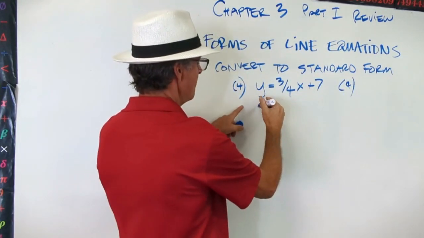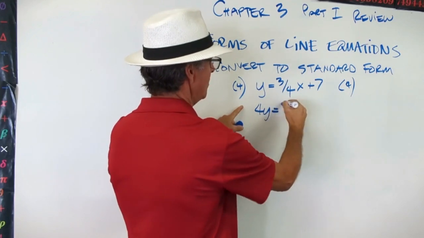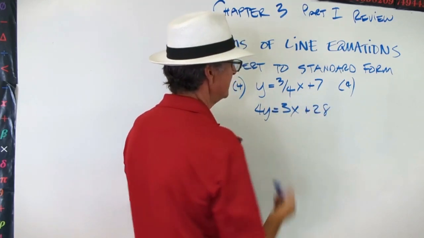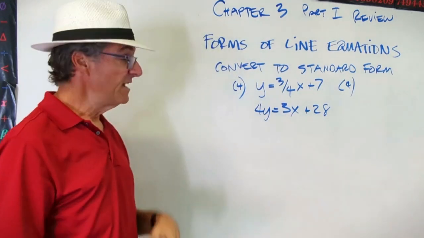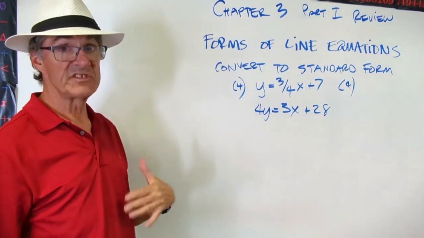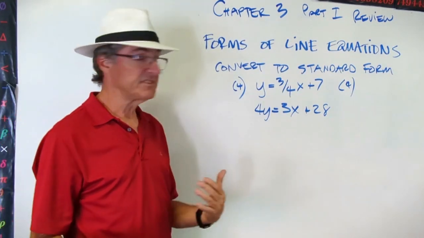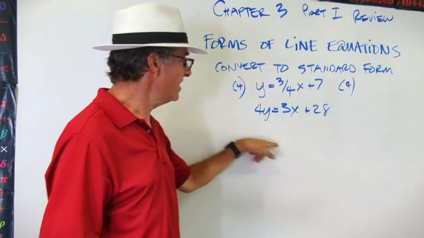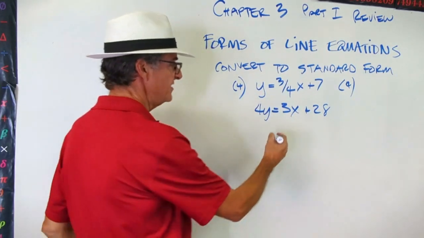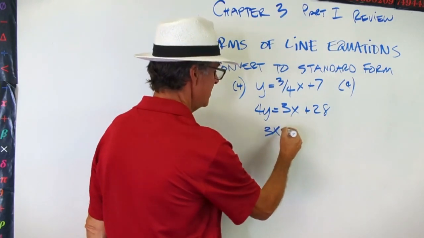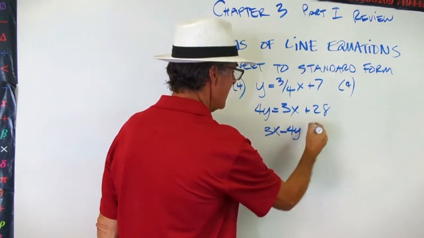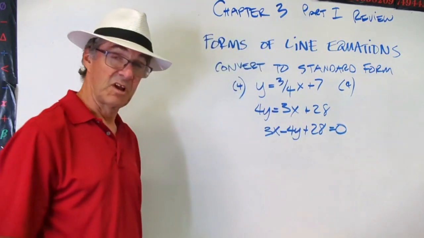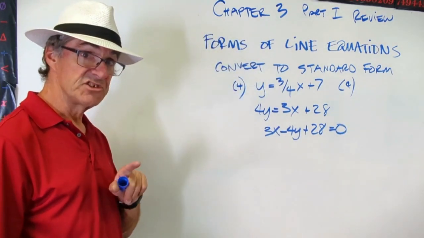And I'm going to get 4y equals 3x plus 28. So that's multiplying through by 4. Now I need to rearrange it so one side is 0. And if you remember that lesson, we prefer to have the x term positive. So I'm going to subtract the y term from the left-hand side here and get 3x minus 4y plus 28 equals 0.